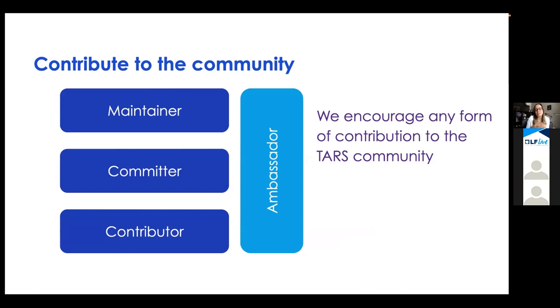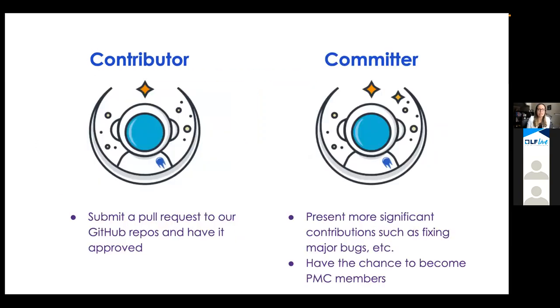So at the individual level, we have different roles for people to showcase their abilities in our community. Basically, we have maintainers, committer, contributor, and ambassador. And these are the major forms of contribution to the TARS community. To become a contributor, you just need to submit a pull request to our GitHub repository and also have a merged branch.